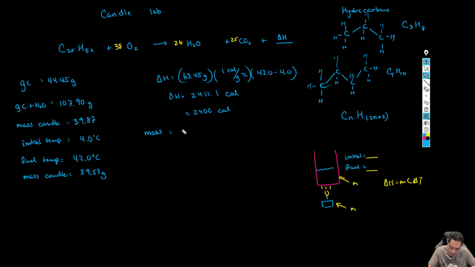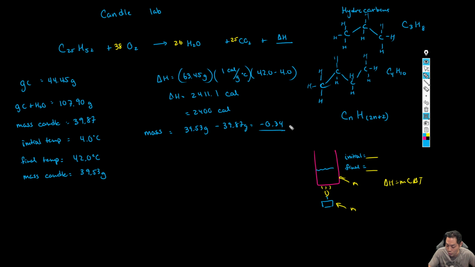So the mass of the candle is initial minus final, because we want to know the amount it started with. We burned some away, so we're left with this one. Let me do final minus initial because that's how we normally do it. So final, 39.53 grams minus initial 39.87 grams is going to give me negative 0.34. So I'm losing this much fuel, so I used it up.